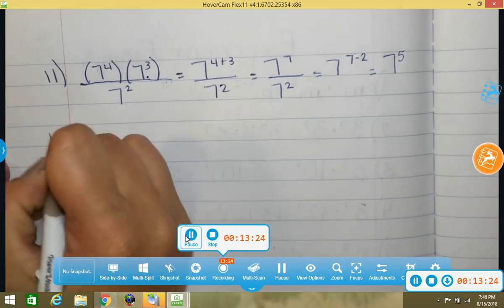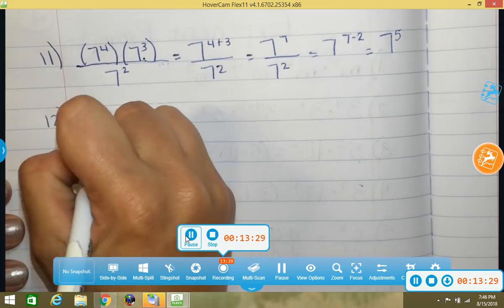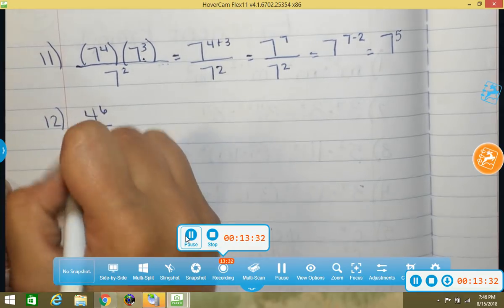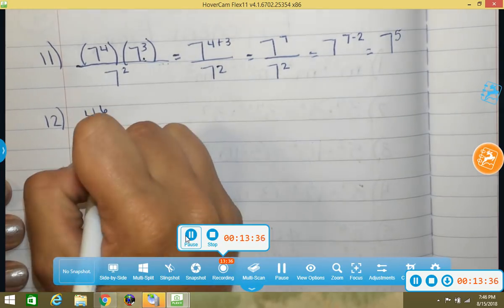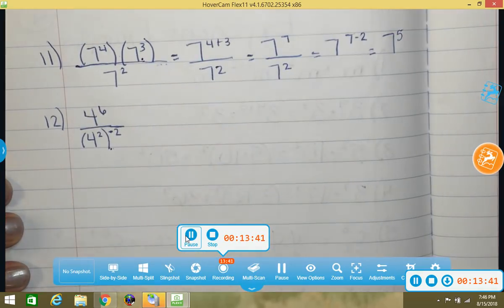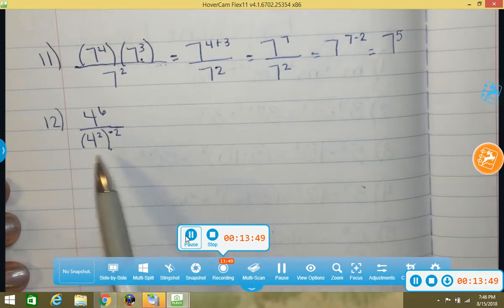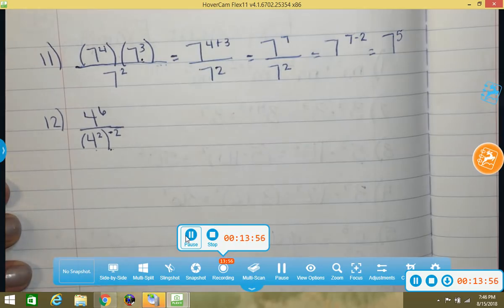Okay, here's one. I want you to try this one. It's 4 to the 6th divided by 4 squared to the negative 2nd power. Before you start working it, I want you to think about, is the numerator a single base and a single exponent? It looks like it to me. What about the denominator? Is that a single base and a single exponent? It's got 2 exponents here, so we need to go ahead and simplify that. I want you to pause it now and go ahead and simplify that.